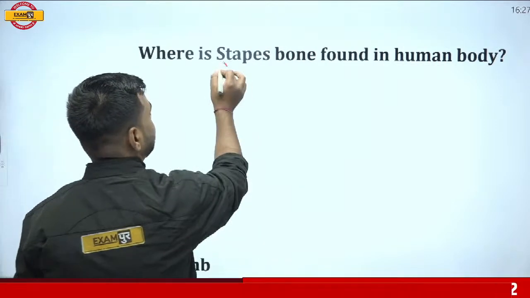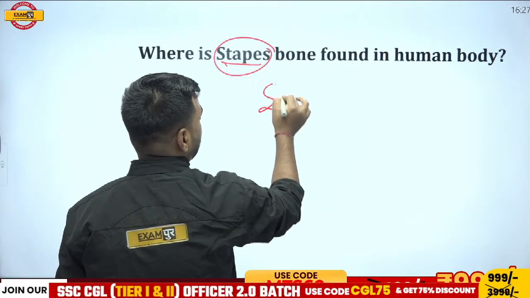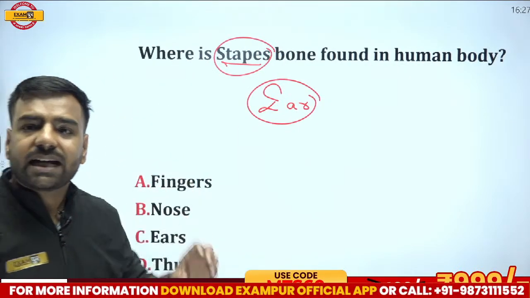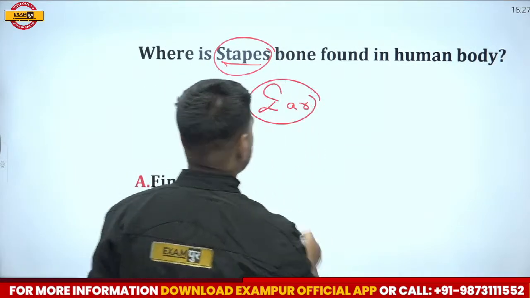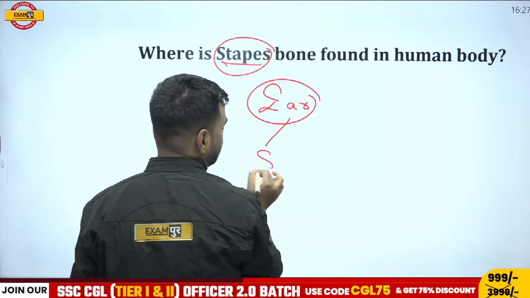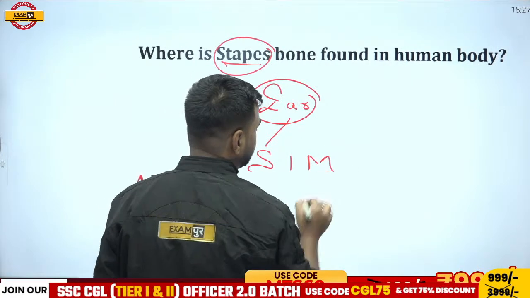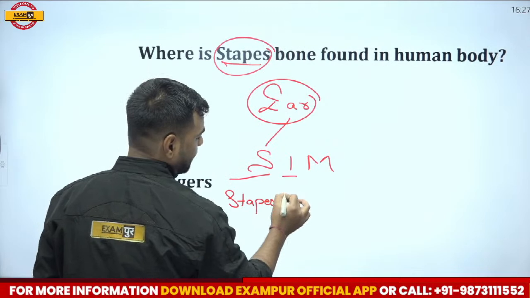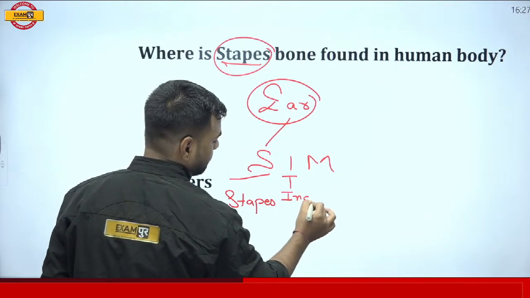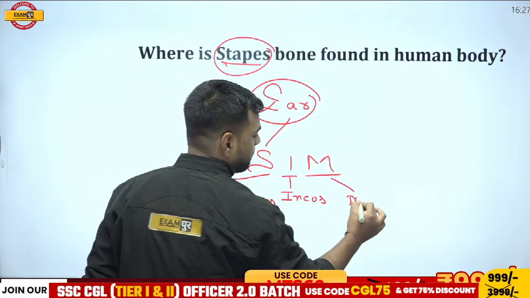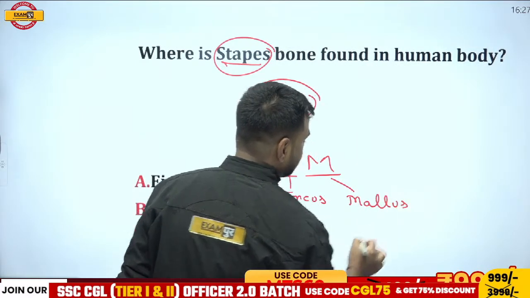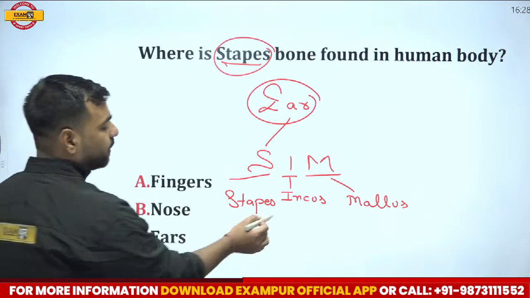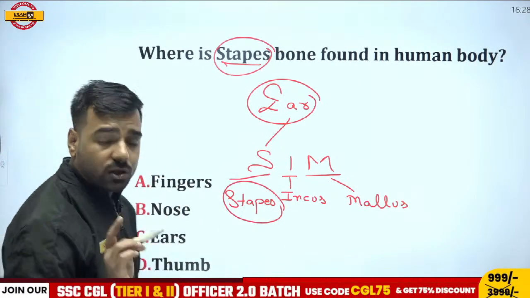See, if I talk about the stapes, please remember, if I talk about a part of the body, that is the ear. In the ear, we have 3 different types of bones, and I have a trick over here, and that trick is SIM. Just try to relate with this. What is SIM? S stands for stapes, I stands for incus, and M stands for malleus. Now since we are talking about stapes, where is it? It is present in the ear bone.